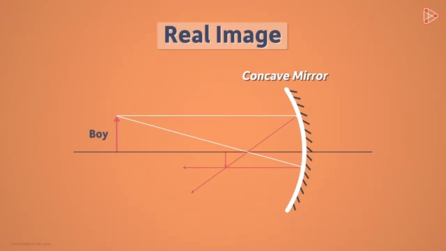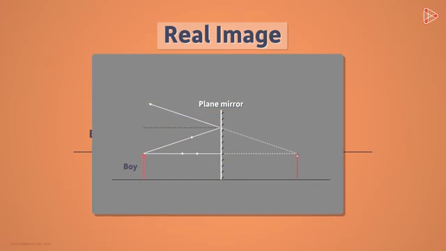Real images are always formed on the same side as that of the object, and light rays do reach this position. When we look at the real image formed by a concave mirror, it also seems to us that the light rays are diverging. But here the rays actually are diverging from a point in front of a mirror. Whereas in the case of a plane mirror, it appears to us that the rays were diverging from the point behind the mirror.